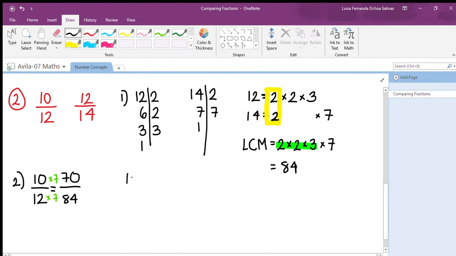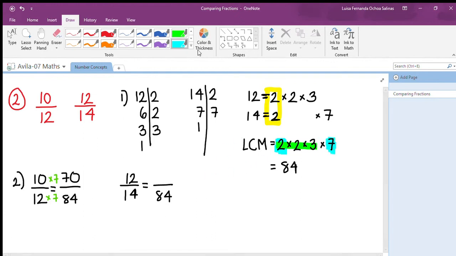And then do the next one. 12 over 14 has to be equal to something over 84. Now let's look at where do I have a 14 here. So I'm going to use a different highlighter. I'm going to use the blue highlighter, and I want to show you something here. So this 7 with these 2, I'm coloring here, these 2 here, and this 7, 2 times 7 is 14.